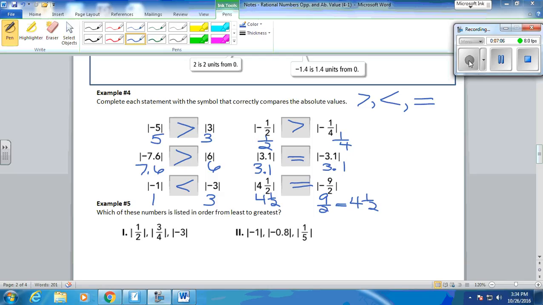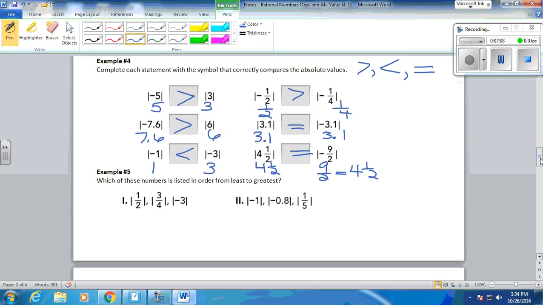Okay? So the only one that I really had to do any type of simplifying was the last one, where I had to change 9/2 to 4 1/2. So go ahead and check your answers over.